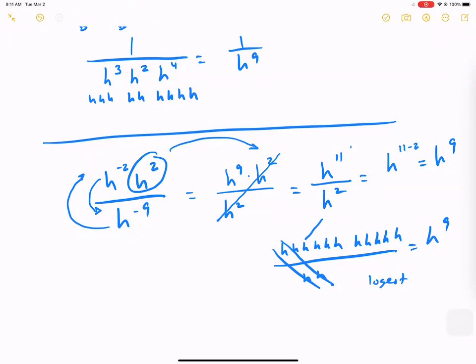But please take a look. I have 11 on the top and 2 on bottom. And in fractions, we divide some out. And we divided 2 out. So 11 minus 2, another way of writing it, using our power rules.